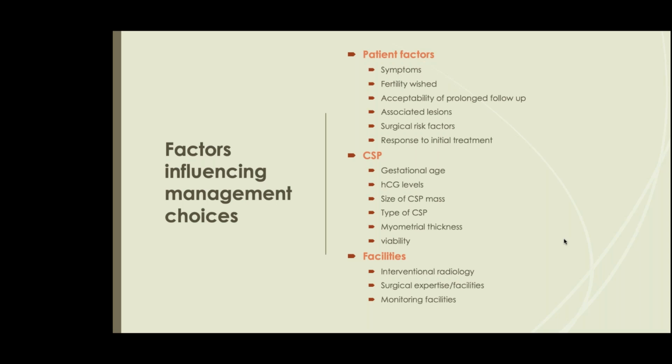Fertility wishes. A woman who has a previous one section and did not complete her family, your treatment options will be different compared to a para 7 who had three previous sections and has a section scar. You may elect to do hysterectomy from the start in a para 7 with section scar, but you will not do that for para 1 with previous section.